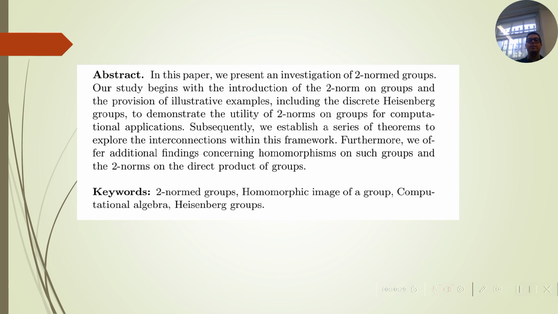In this presentation, we investigate two norm groups. This study begins with the introduction of two norms on groups and the provision of illustrative examples, including the discrete Heisenberg groups, to demonstrate the utility of two norms on groups for computational applications. Then we establish a series of theorems to explore the relationship within this framework, and we offer some findings concerning homomorphisms on such groups and the two norms of the direct product of groups.